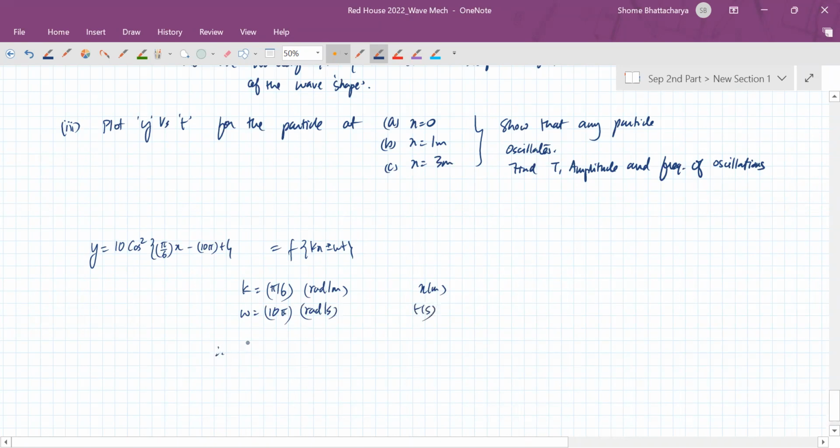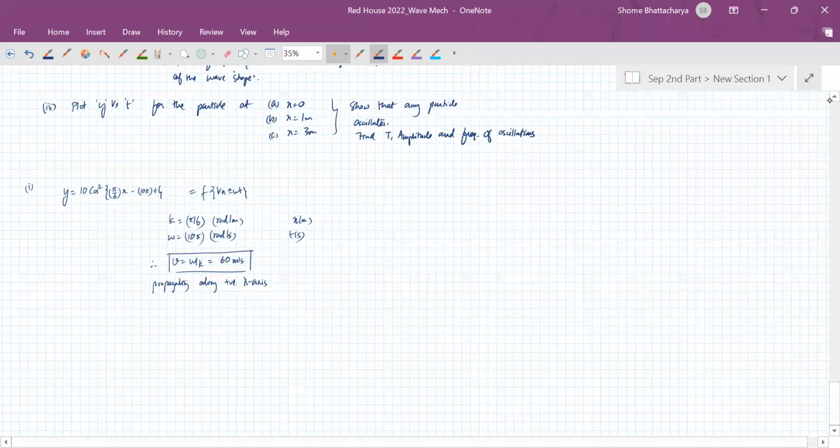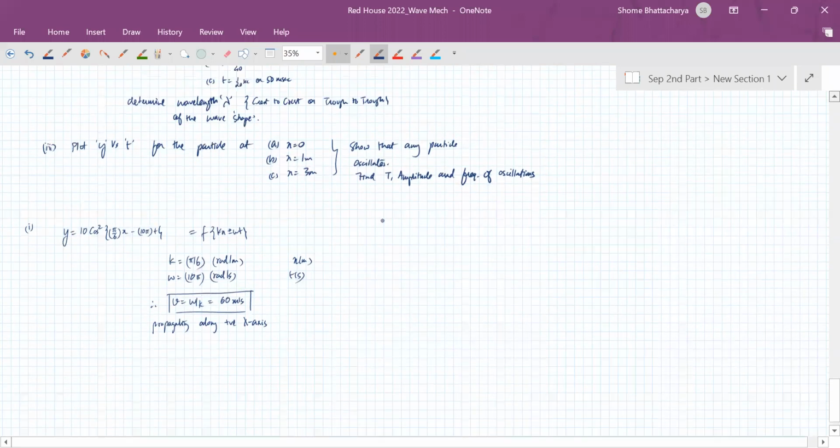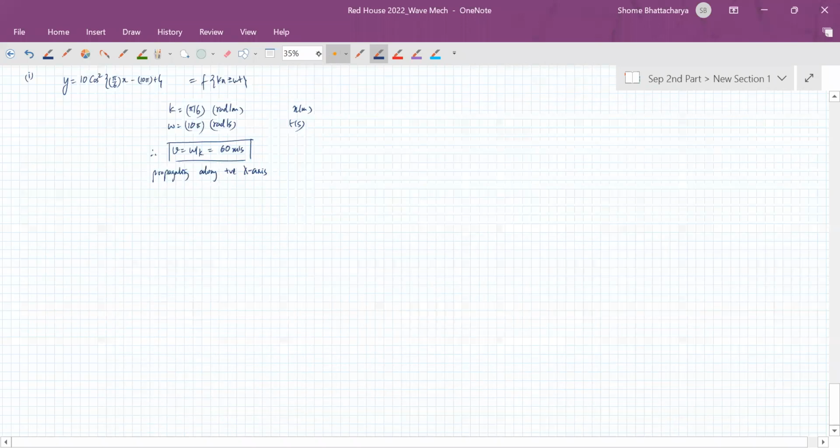Okay, so therefore v, which is omega by k, becomes 60 meters per second. Okay, and the wave is propagating along the positive x direction. So that is the first part. Okay, now you come to the snapshot pictures part. Okay. So snapshot picture at 0, 25 milliseconds and 50 milliseconds.